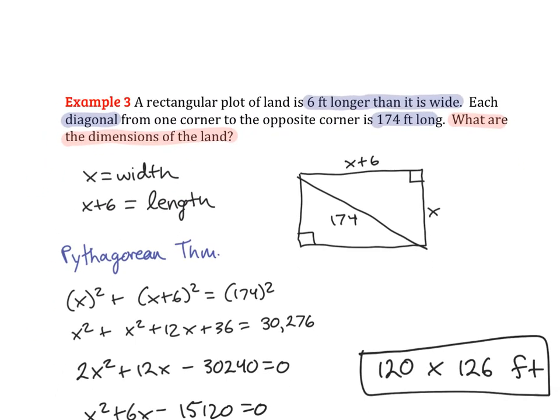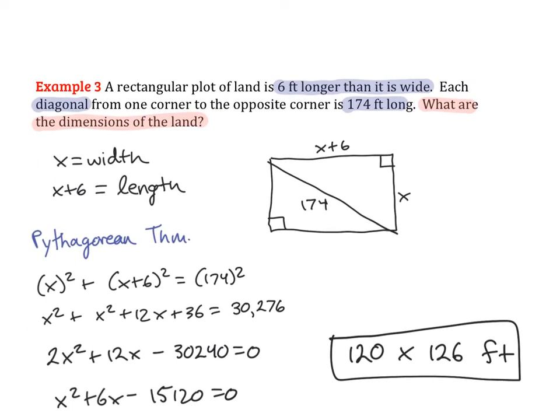So then I drew a little picture here. Here's my rectangular field, and we know rectangles have 4 right angles. So I have my length, my width, and my diagonal, which is 174. And here, since I have a right triangle, I can just use the Pythagorean theorem.